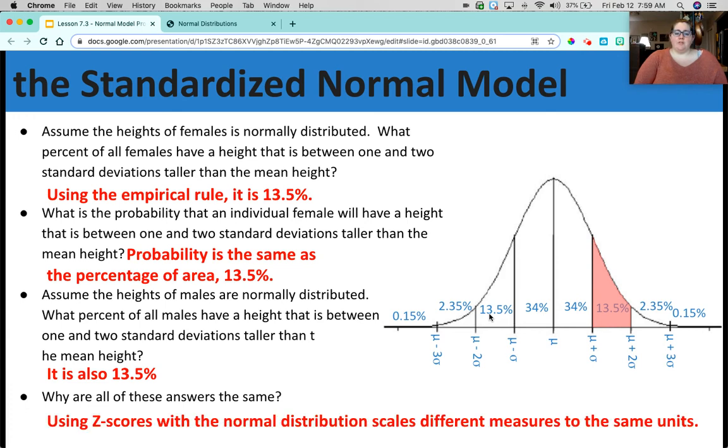So why are all these answers the same? Because when we use z-scores with a normal model, a z-score just represents how many standard deviations the number is away from the mean. Those z-scores scale different units of measurement or different sets of data to the same units. And that's why it's all the same. And that's why the normal model is so useful in terms of finding probabilities.